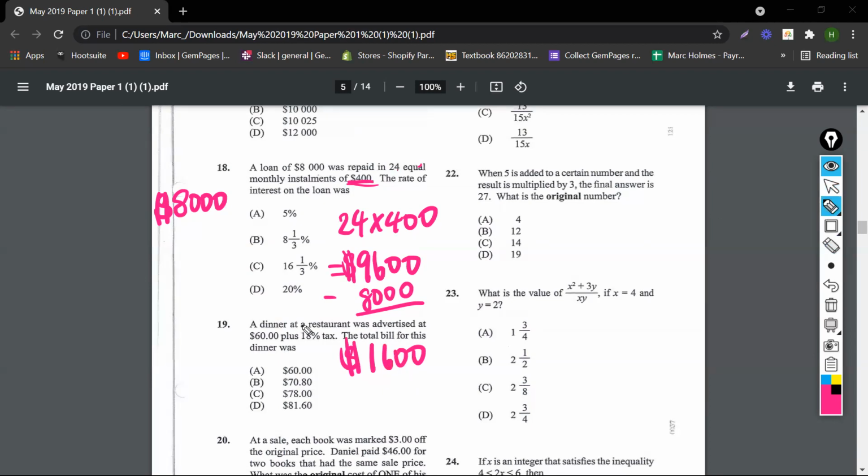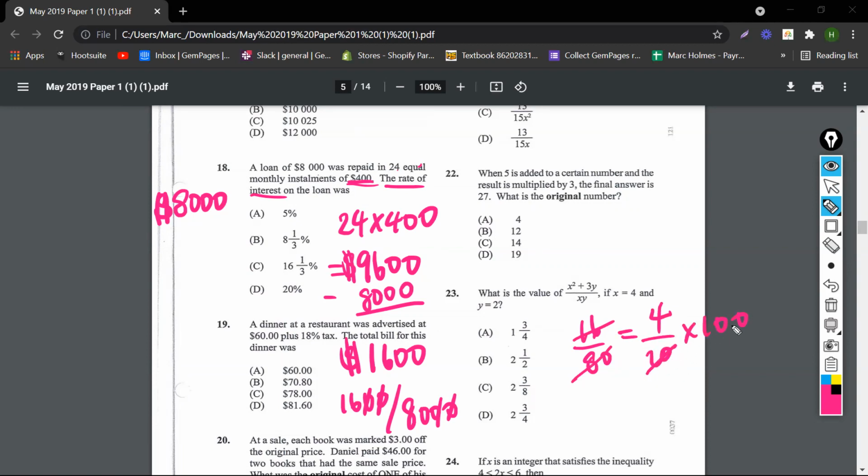If $1,600 is your interest, then that means your rate of interest was 1,600 over 8,000. These two zeros will cancel, and we're going to end up with 16 over 80. 4 can go into 16 four times. 4 can definitely go into 80 20 times. If we were to multiply that by 100, 20 goes into 100 5 times. So it would be 20%. The answer would be D, for sure.